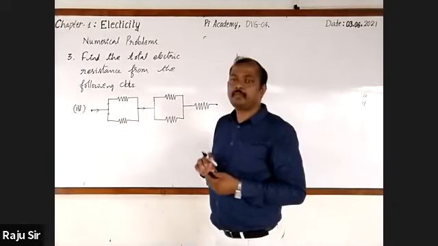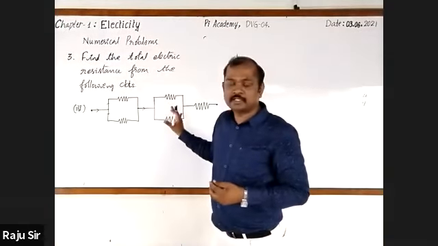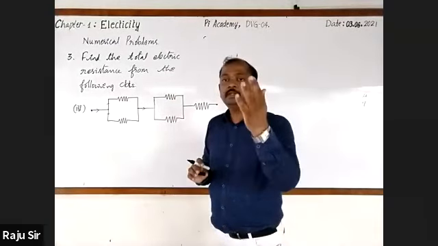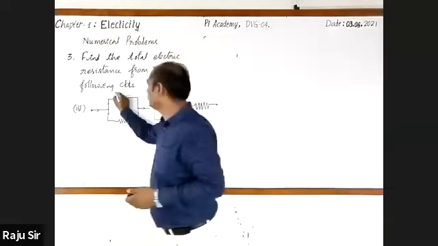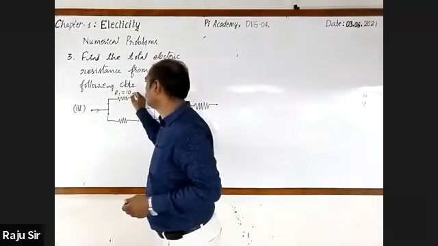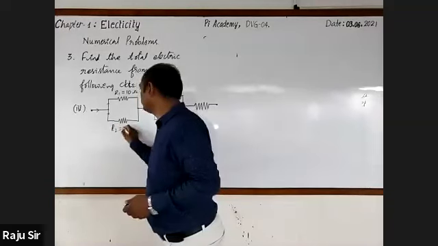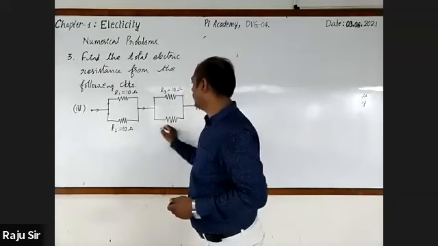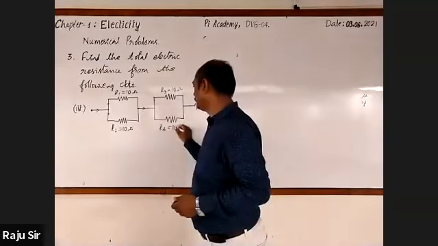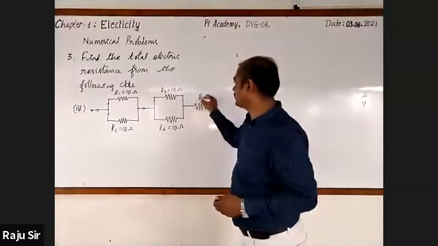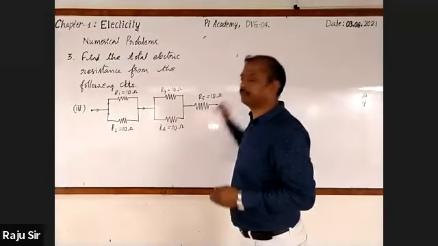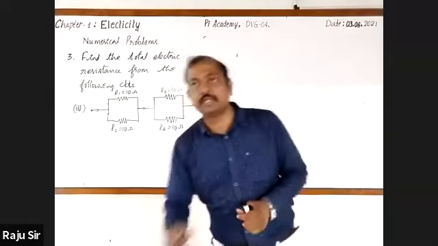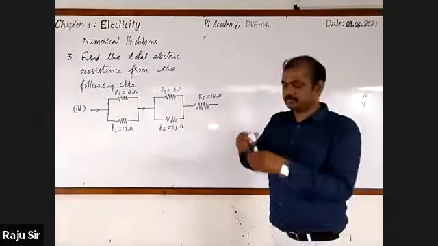Now, I am going to give the resistance of these five resistors equally. Take R1 as 10 ohm, R2 is 10 ohm, R3 is 10 ohm, R4 is 10 ohm, R5 is also 10 ohm. Let's go for finding the total resistance. Even this combination was given in the examination.